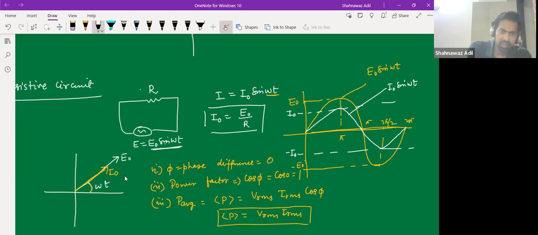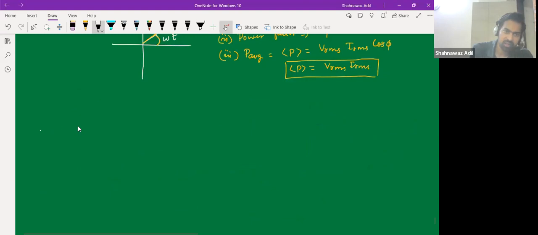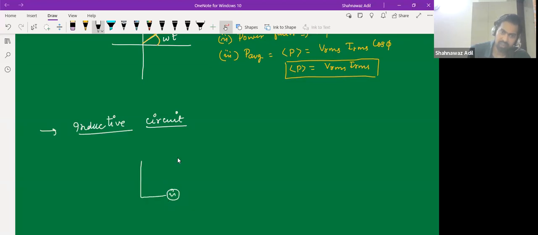And then we did the inductive circuit. Because Mariam was not here, that is why I am explaining these things again. And if you have any doubt, please ask, right? So in the inductive circuit, what did we have? In place of this resistor, we have this inductor whose self-inductance is L. And this is the AC supply.